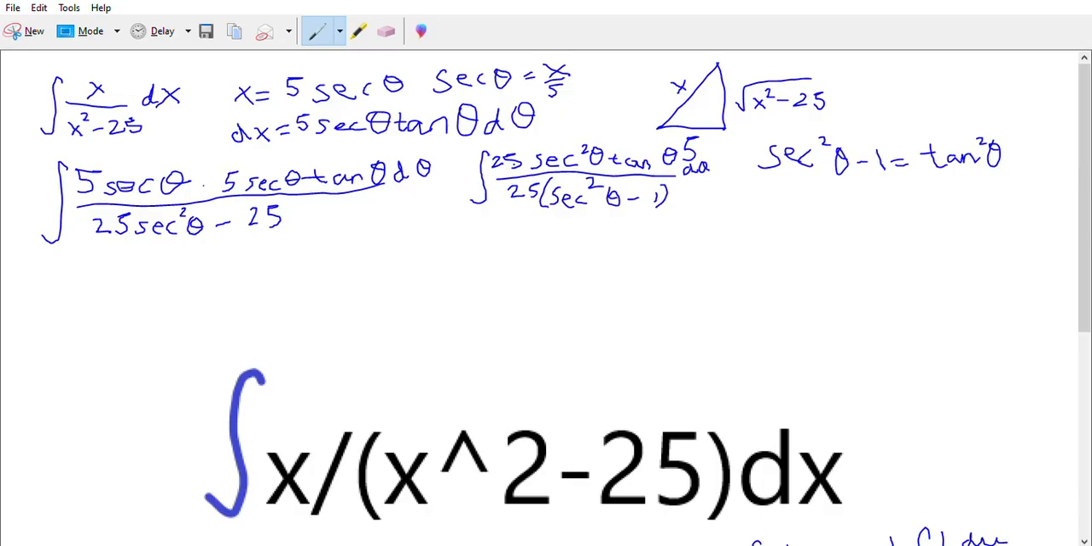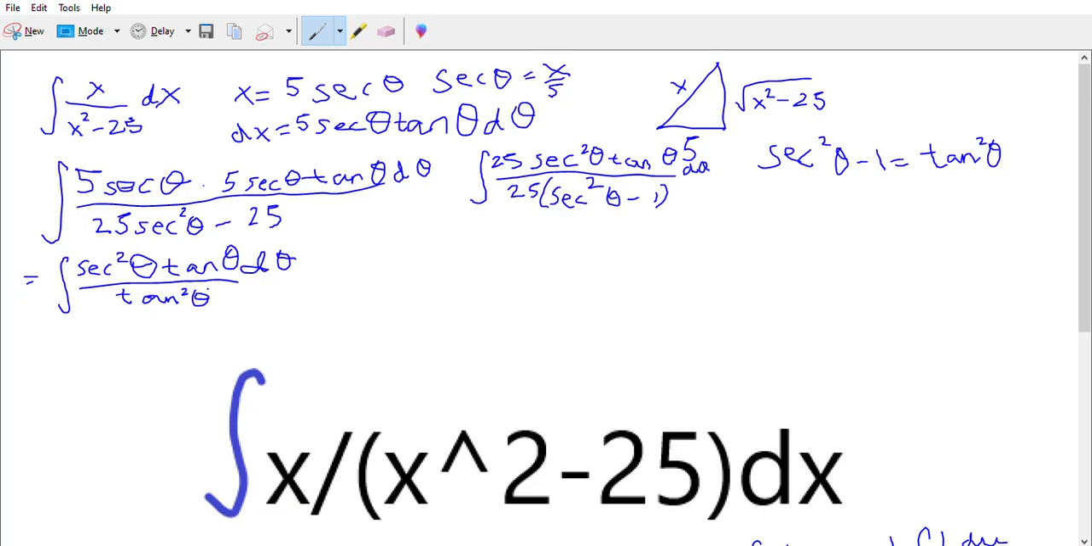Alright, now that we know the identity, that's what I'm going to substitute in for secant theta squared minus 1: tangent theta squared. And I can also eliminate the 25s from the numerator and the denominator. I'm just going to erase it because I was just trying to show what I'm going to do next. So now we just have the integral of secant theta squared times tangent theta over tangent theta squared d theta.